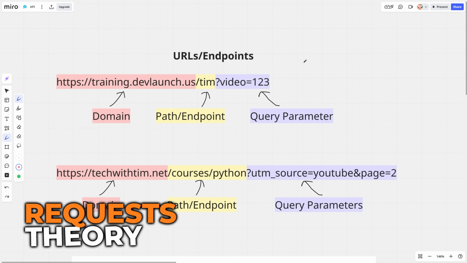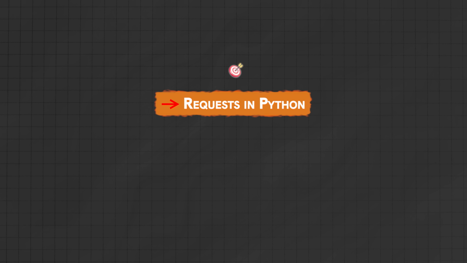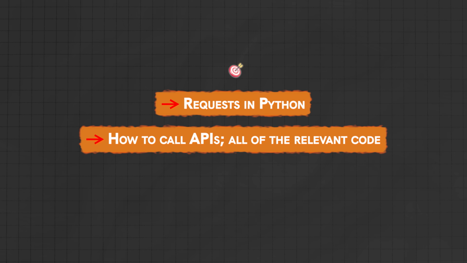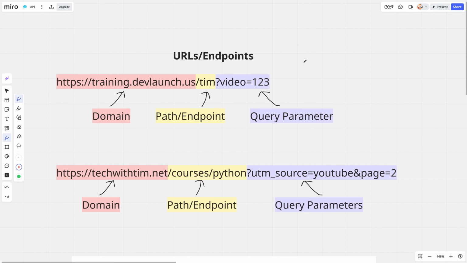In the next 15 minutes, you'll learn everything you need to know about requests in Python. I'll talk to you about how to call APIs, all of the relevant code, and cover all of the core theory and terminology that you need to understand. So let's get started. Okay, so in front of me, I have a quick Miro board here. What I'm going to do is just break down some key terminology, and then once we get through this, we'll get into the code editor and we'll start writing some code.